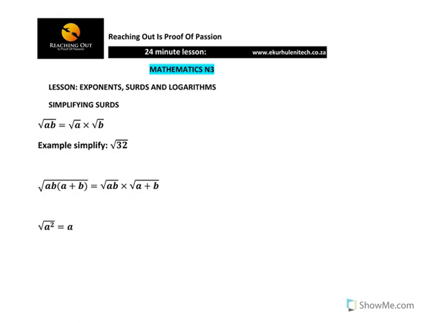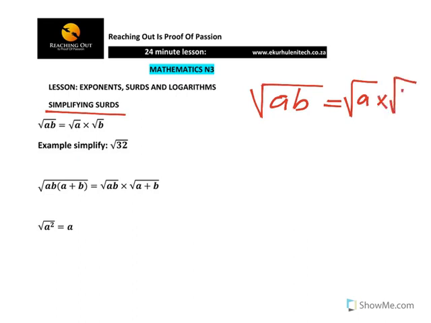We are done with the exponential equations. We're moving on. Let us look at simplifying of surds. Now, what is a surd? When they talk of a surd, they're talking of something like a square root. Now, if you are given the square root of a times b, you must know that by simple laws, we can split this surd into the square root of a times the square root of b. It can separate like that.